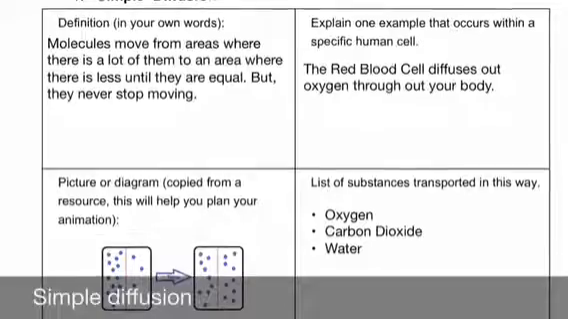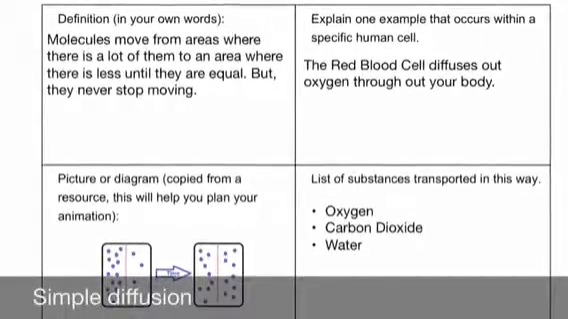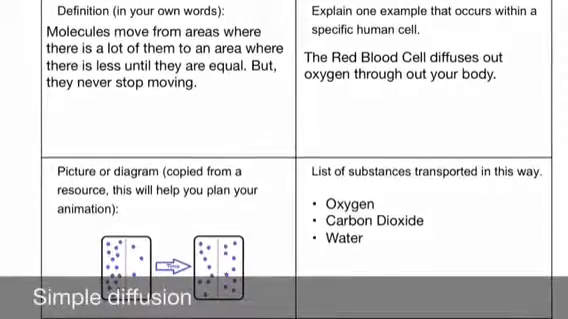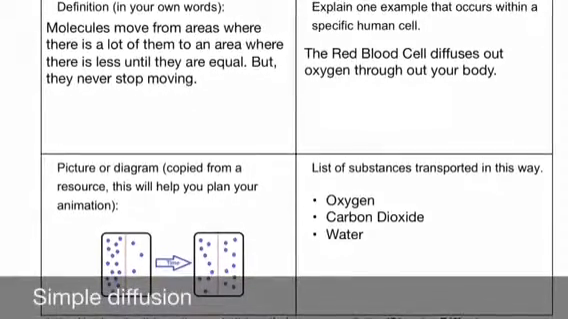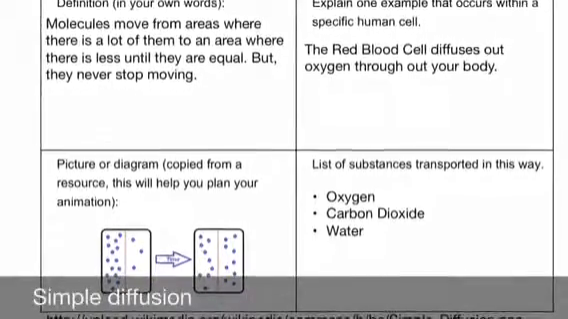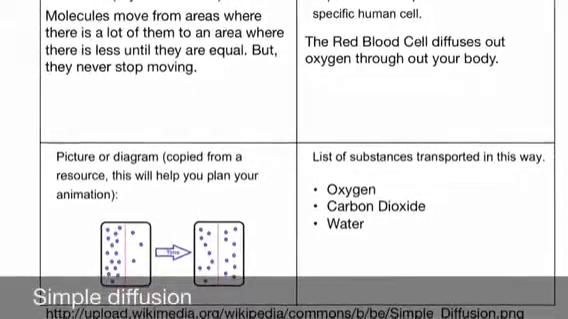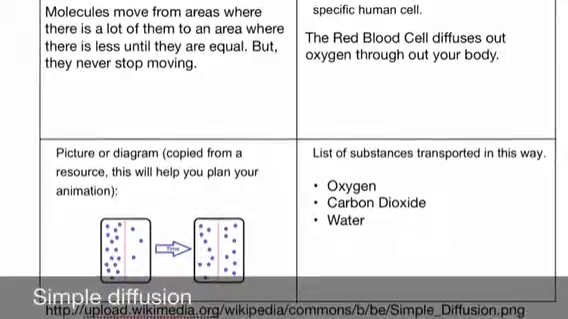An example of simple diffusion is the red blood cell, which diffuses oxygen out through your body. The list of substances that are transported this way is oxygen, carbon dioxide, and water. They all move through simple diffusion.